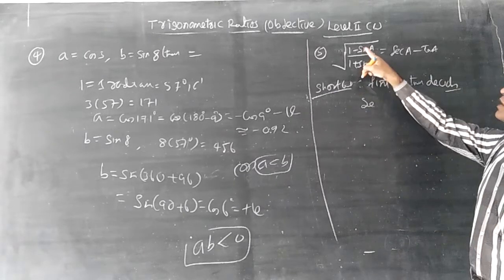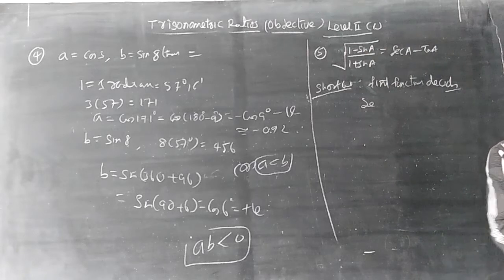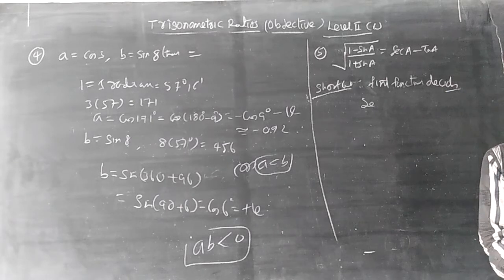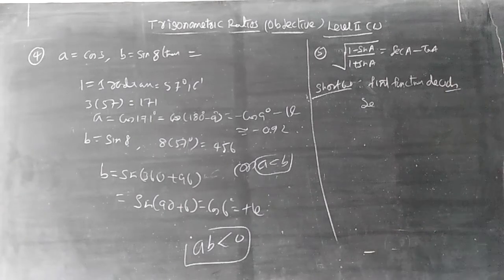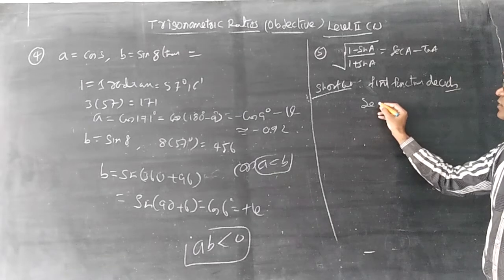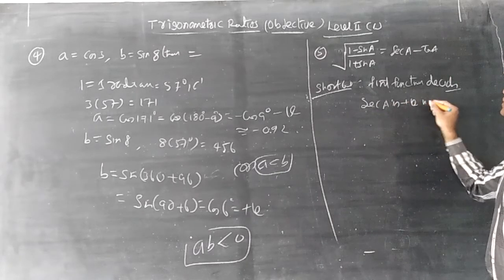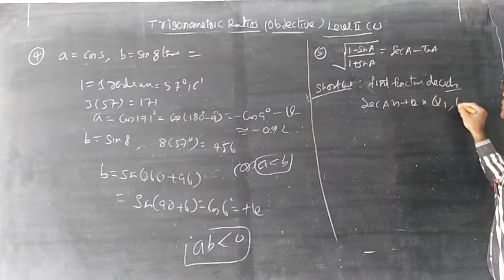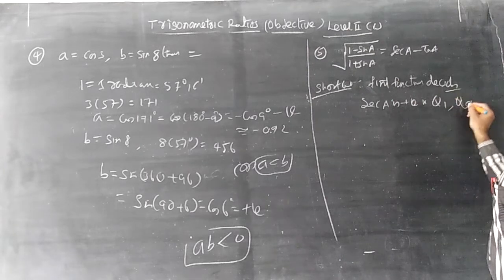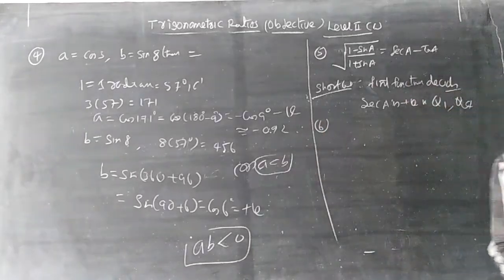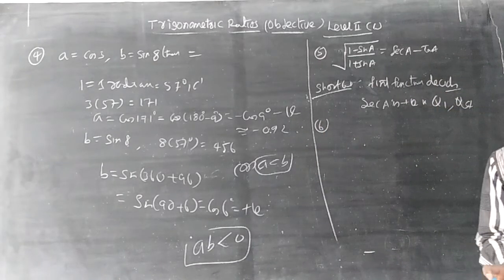Sir, if you are getting root of 1 plus cos a by 1 minus cos a, you will get cosecant a minus cot a. First function decides. Cosecant is positive in which quadrant? First and second. That's all. So secant a is positive in Q1, Q4. Q1, Q4. Material changed. See, read the 6th question.